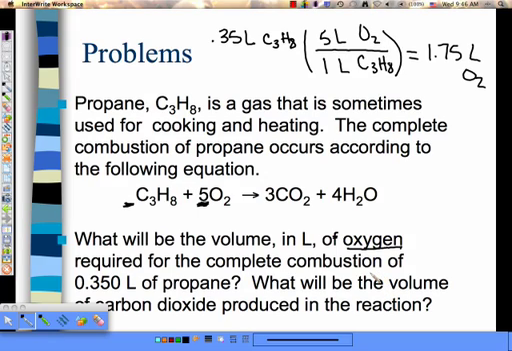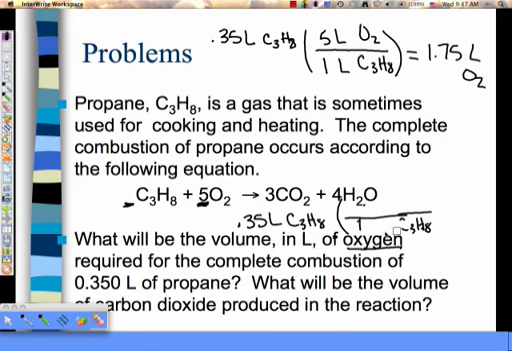And then the second part of that is asking for the volume of carbon dioxide, so we'll be doing it the same way. We have 0.35 liters of C3H8. And remember, in order to cancel our units, we have 1 liter C3H8, and on top would be 3 liters of CO2. Right, from our coefficient here.